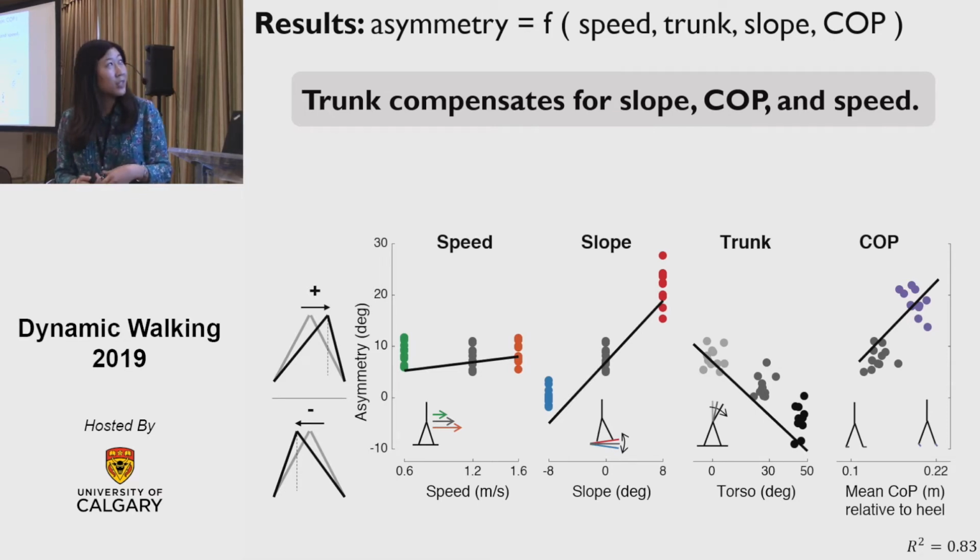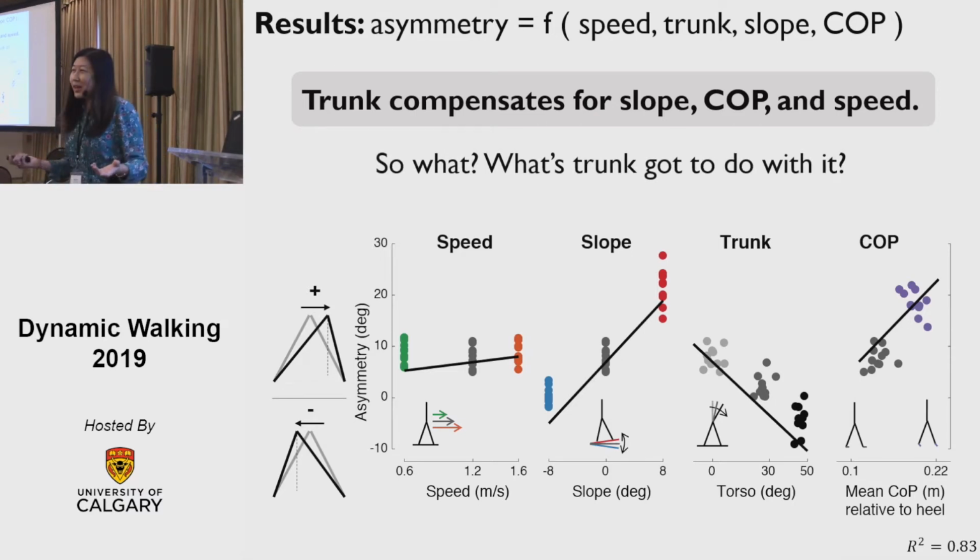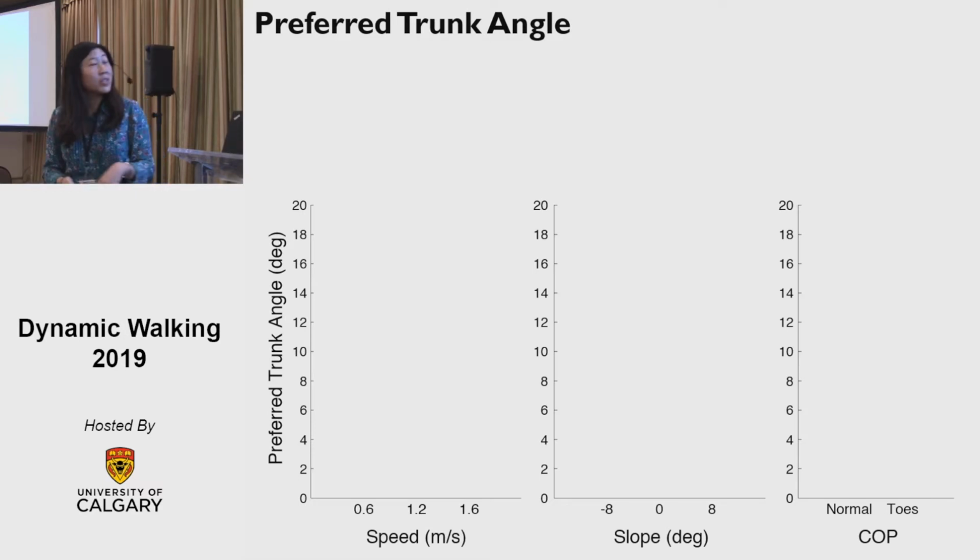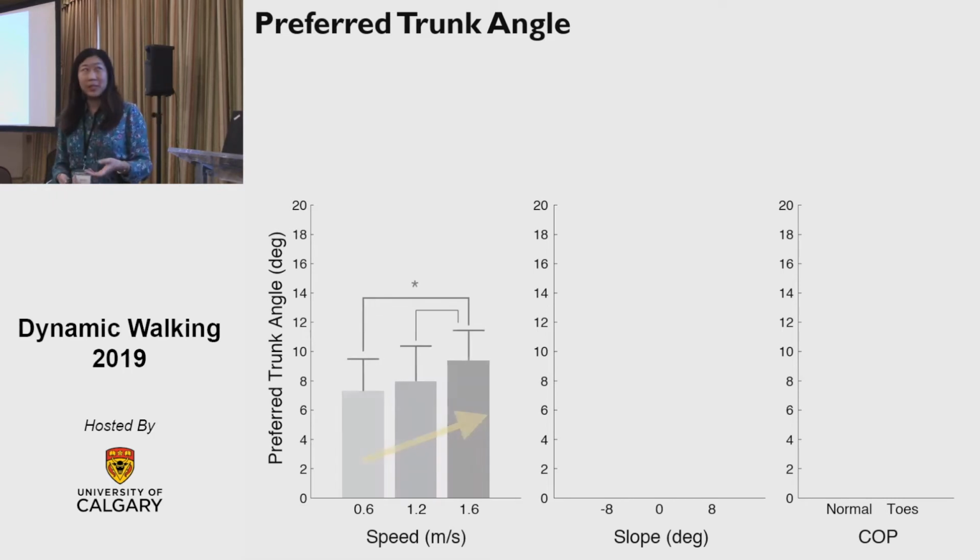So looking at this, so what? What does it matter? What does asymmetry matter? Why do we have these different compensation strategies when we walk on these different things? So we took a closer look to see what the trunk has to do and what it's doing while walking in these different conditions. So if you look at first at their preferred trunk angle, what do they naturally want to do when they're walking at different speeds?